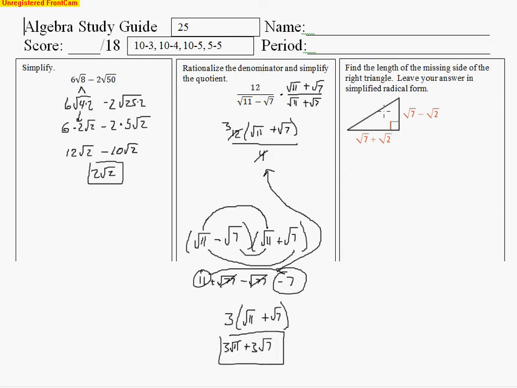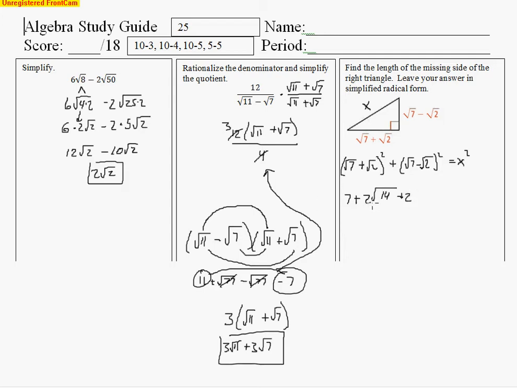So in this next one, we're trying to find the missing side of the right triangle. It's the hypotenuse. And so I'm taking the square root of 7 plus the square root of 2, and I'm squaring that term. And then I'm adding on the square root of 7 minus the square root of 2, and I'm squaring that term. That's going to equal x squared. And so when I square this, I end up getting 7 plus 2 square roots of 14, and then plus 4, plus the square root of 4, which is 2.